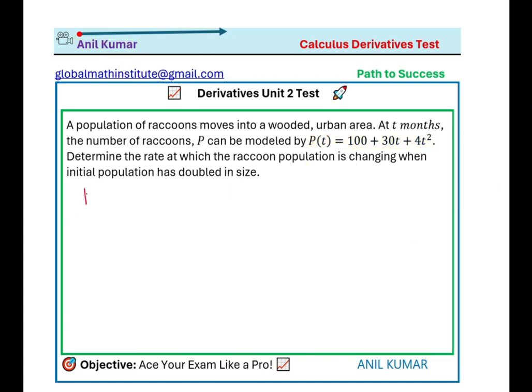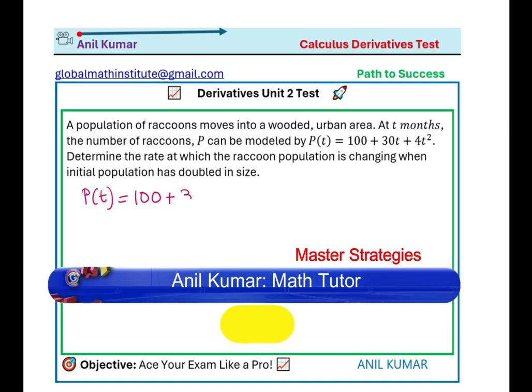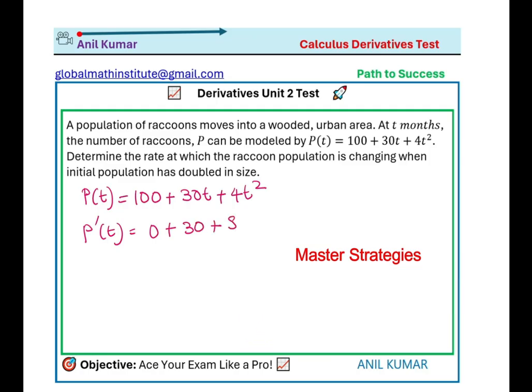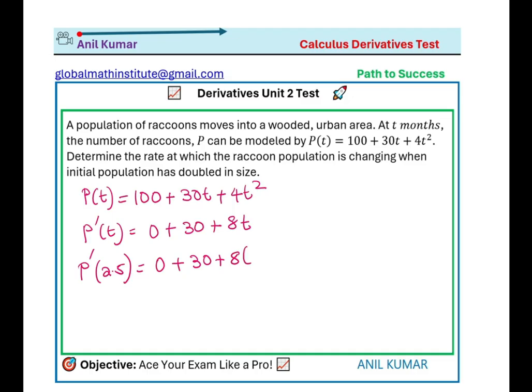So once again, we have the population given to us as equal to 100 plus 30t plus 4t squared. So the rate of change will be 0 plus 30 plus 8t. Now we want to find this rate of change at 2.5, correct? 2.5 months. So substitute 2.5 here: 8 times 2.5, which is 20, plus 30.